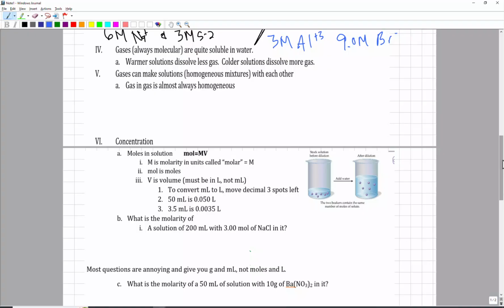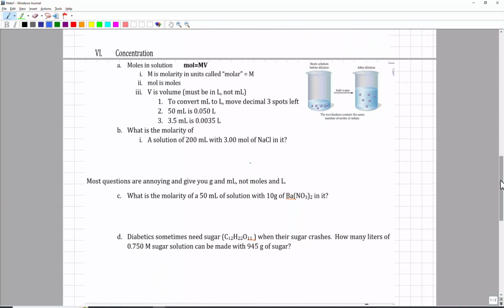All right, concentration. Let's show you how to calculate this. So concentration, moles in solution. My equation is moles equals MV. Make sure you have that in your soul. Molarity is capital M, and the units are called molar, like your molar tooth. We've used those before. MOL is moles. V is volume, that has to be in liters. And then converting again, we did that before.